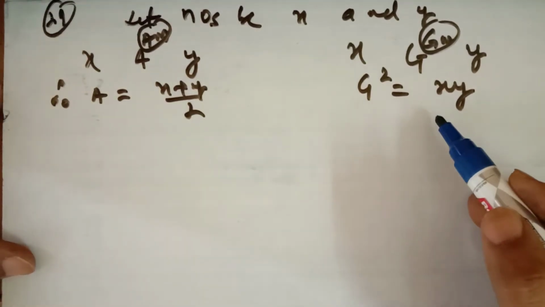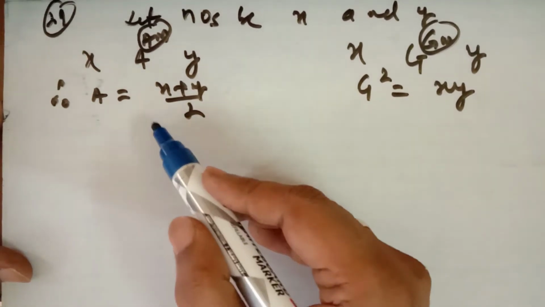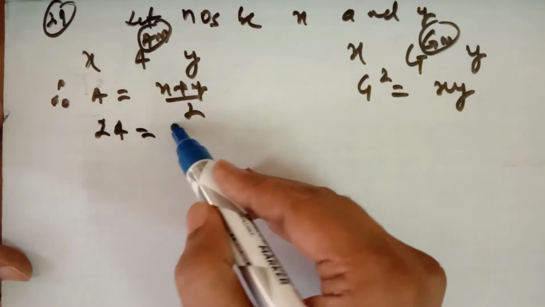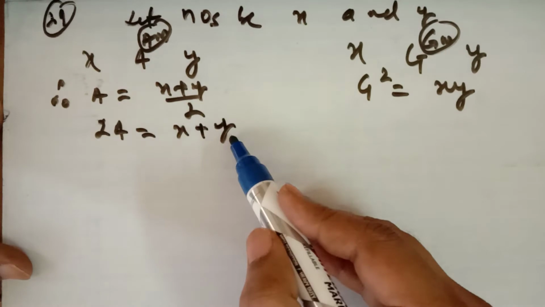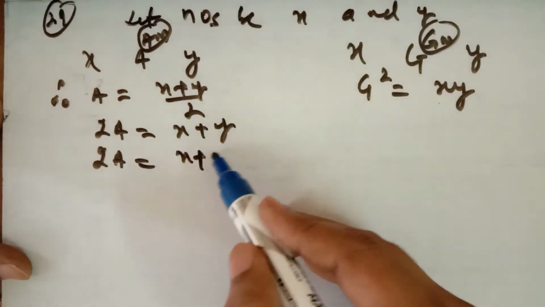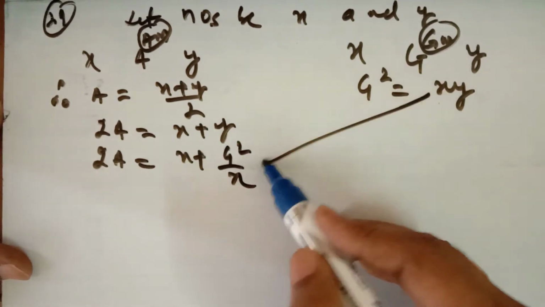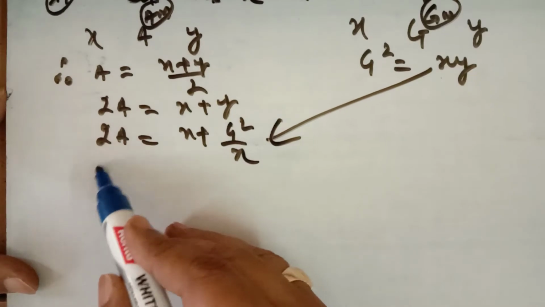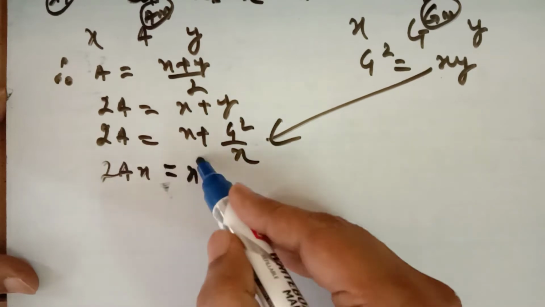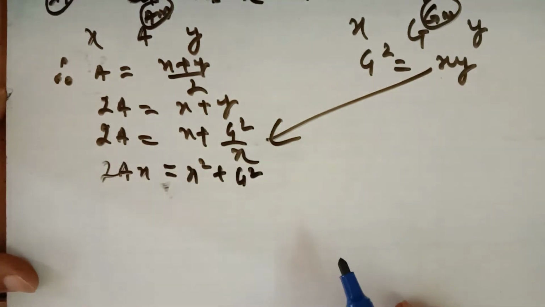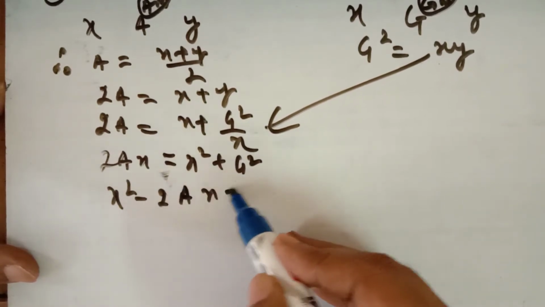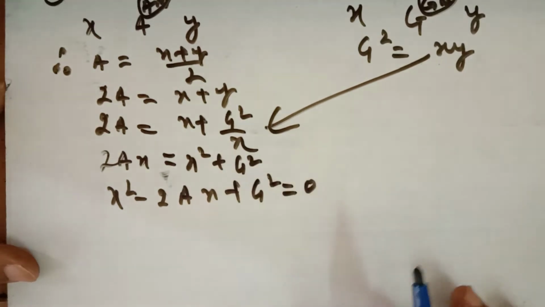You can put the value of A is equal to (x + y)/2. So you can write like this: 2A is equal to x + y, and for either one you replace the value of x or y. From this it will be G² upon x. You can put it from here, so that you will get a quadratic equation as 2Ax is equal to x² + G². Cross multiplying, you are getting a quadratic equation as this. It is a quadratic equation in terms of x.